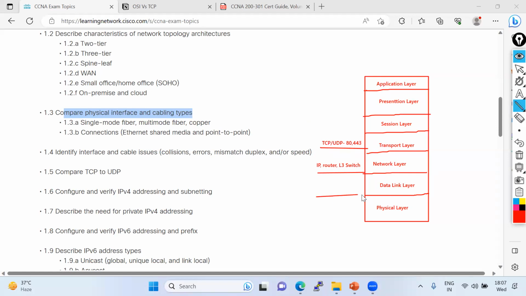If I'm talking about VLANs, MAC address, and the switch, the layer 2 switch, these all work on the data link layer.